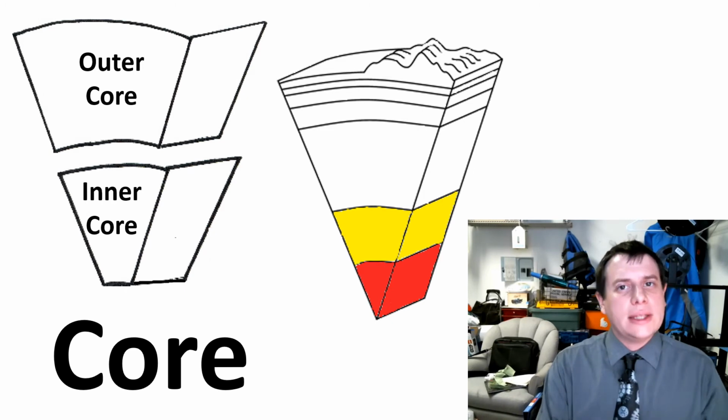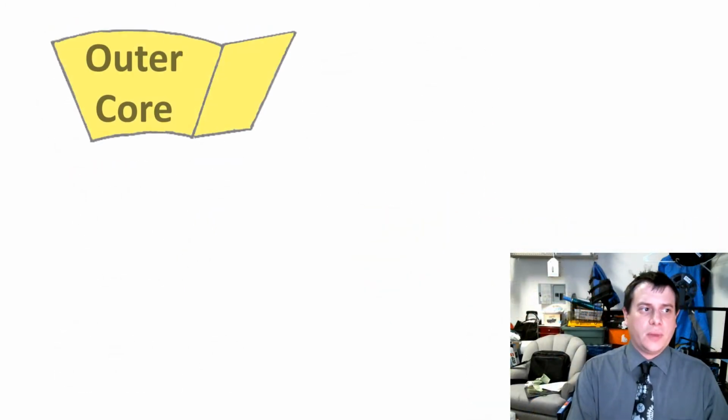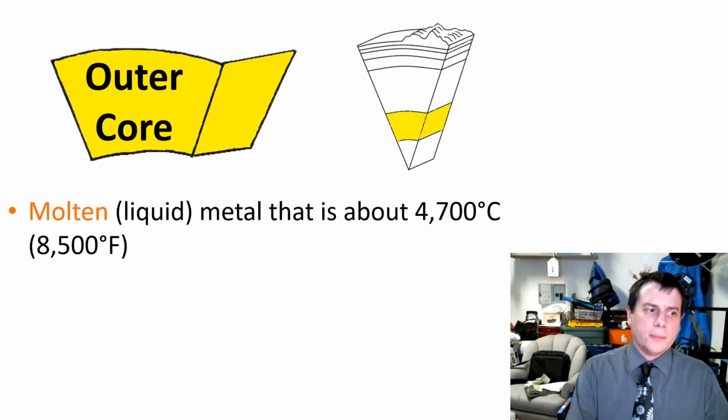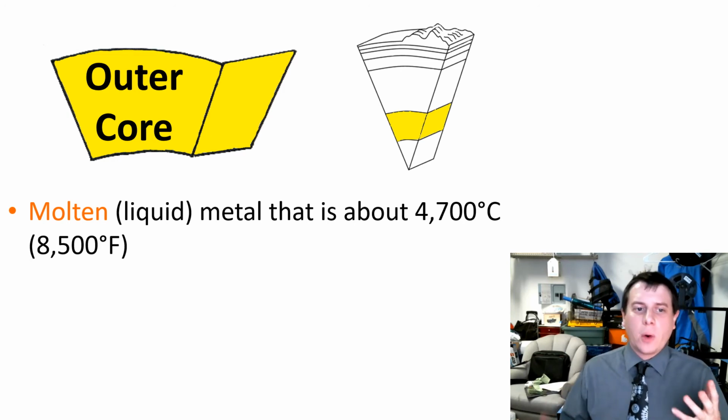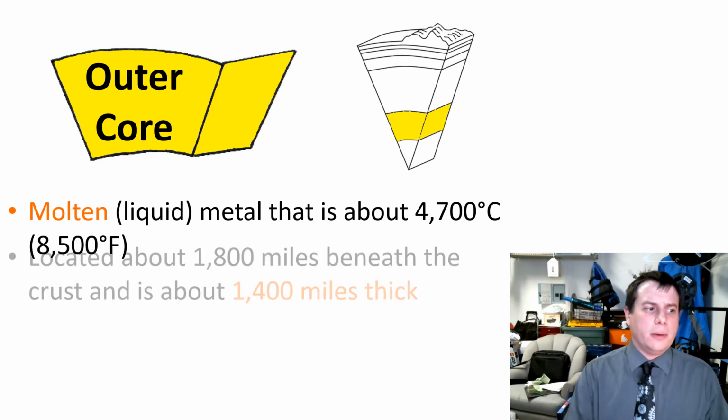All right, so let's take a look at them and see how these differ. Starting with the outer core, we can see that you have a molten or liquid metal that is around 4,700 degrees Celsius, which is about 8,500 degrees Fahrenheit. And this is a mixture of a lot of metals. Again, it's probably going to be mostly iron and nickel. And here you're going to have probably some aluminum and a couple other materials as well.